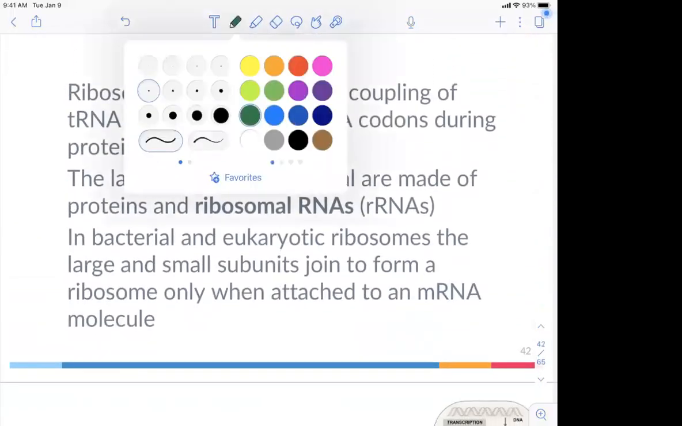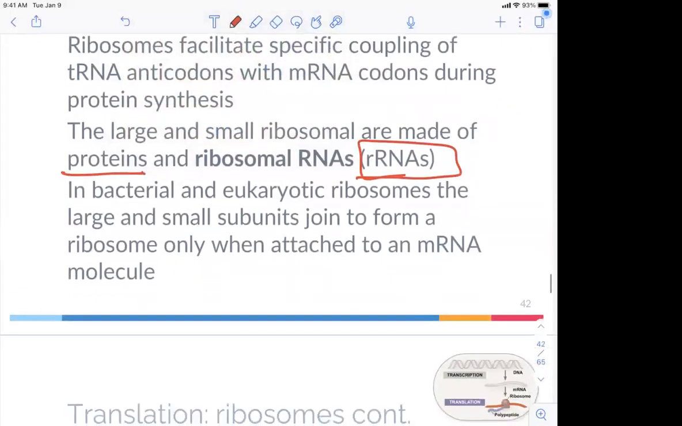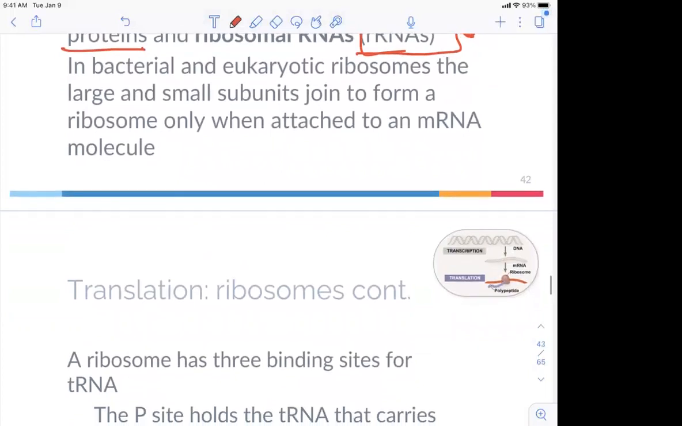Ribosomes. Ribosomes, I already told you. Ribosomes are the big factory in which all of this is sort of housed and happening. But they're also made up of lots of proteins and lots of rRNA. Okay. The rRNA is probably what's acting like the actual enzyme that's going to attach amino acids together. I'll show you right now.